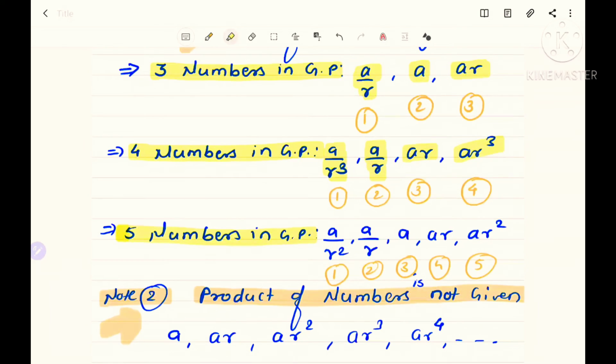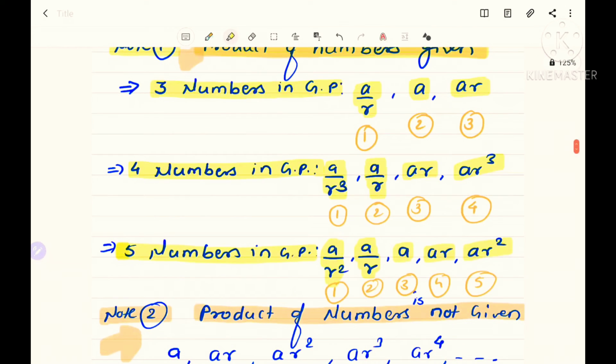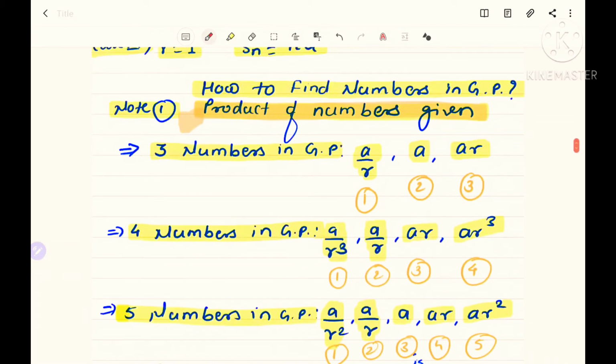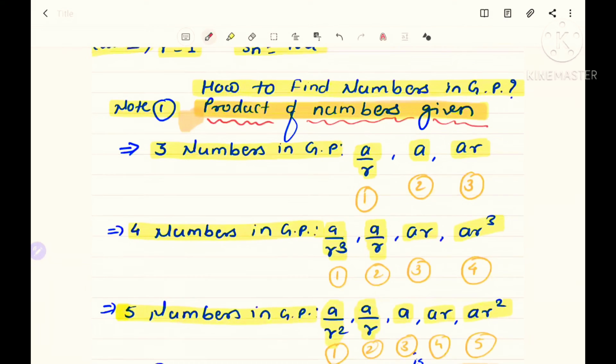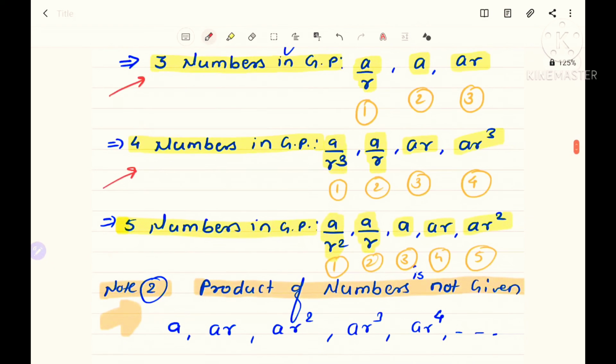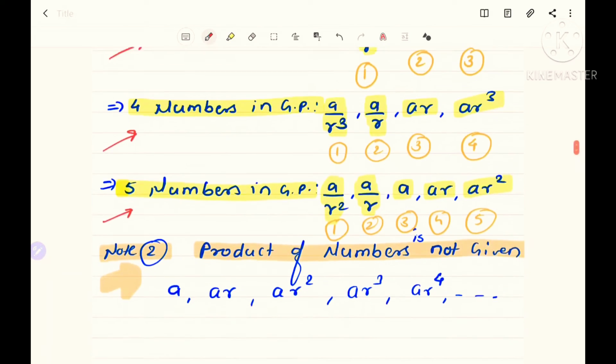Once again I am repeating, the first number is A upon R square, second number is A divided by R, third number is A, fourth number is AR, and fifth number is AR square. Friends, please apply these hints or tricks only when the product of numbers is given in examples. So this is a question of 3 numbers in GP, 4 numbers in GP, and 5 numbers in GP. This is the hint that you have to use while solving a problem.